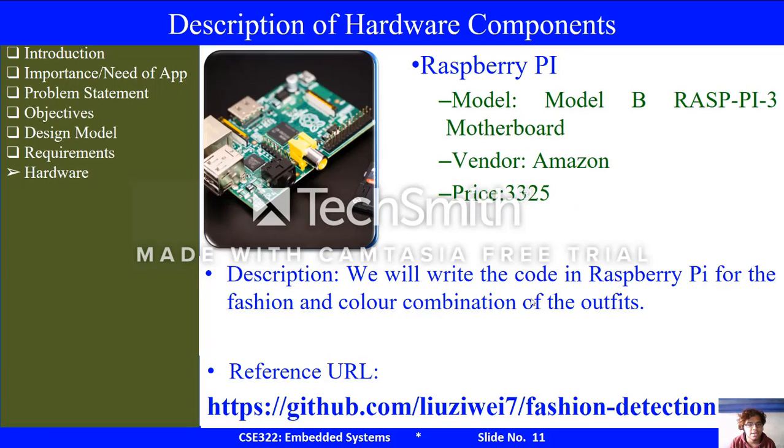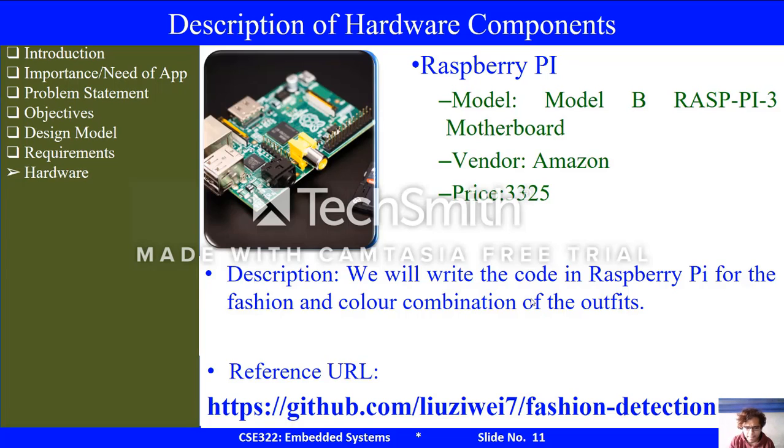Now I'll talk about the Raspberry Pi. The model is a Model B Raspberry Pi 3 motherboard, and we also ordered this from Amazon. The basic functioning of the Raspberry Pi is that we'll be using it for all the coding and setting up a couple of sample color combination outfits, so that the system has a way to understand what is a good color combination, and it can tell you whether what you're wearing is appropriate for going out in.